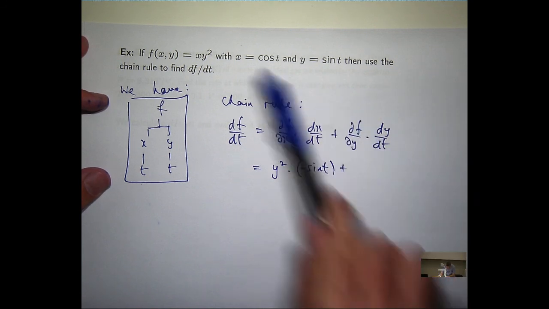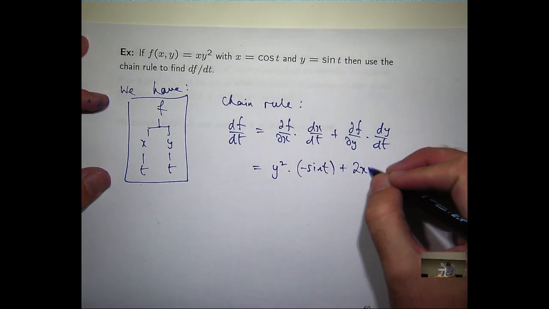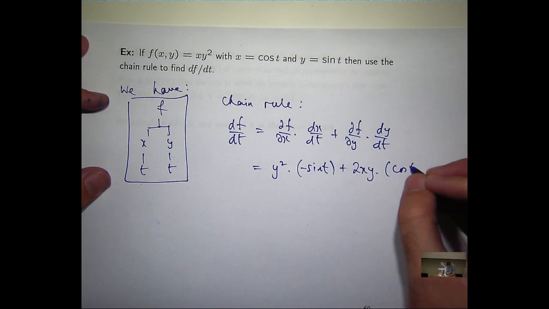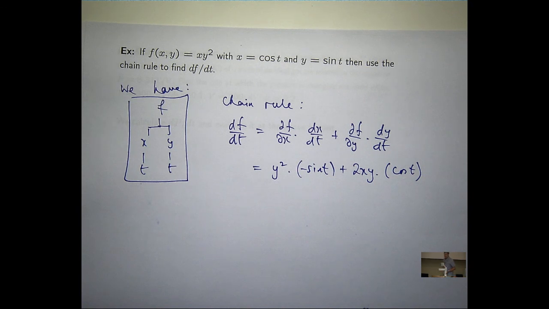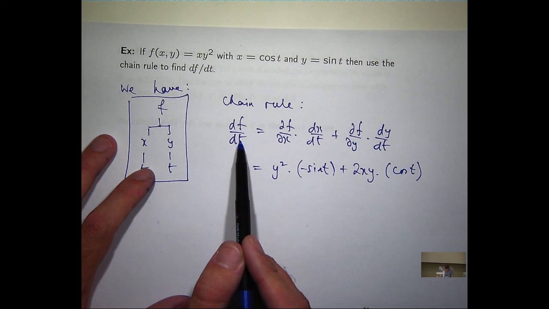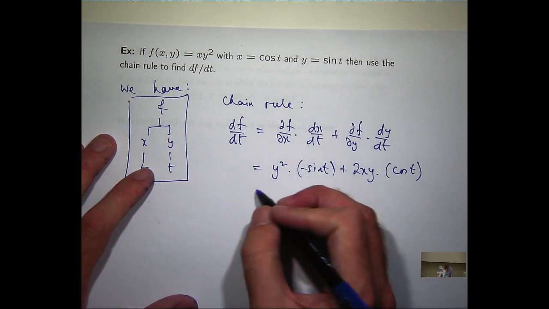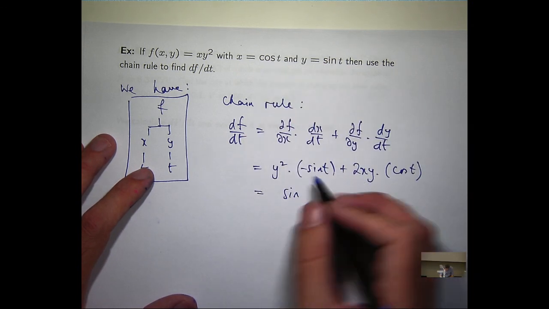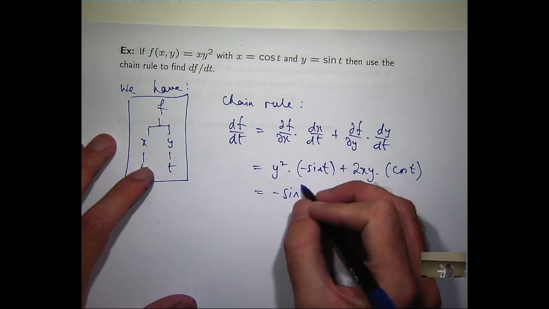df/dy is going to be something like 2xy, and dy/dt is going to be cosine t. Now, I've got a whole mess here. I've got t's, x's, and y's. What I'm going to do is put these in terms of the variable that I'm differentiating with respect to. So y is sine squared t, so I'm going to get minus sine cubed t there.